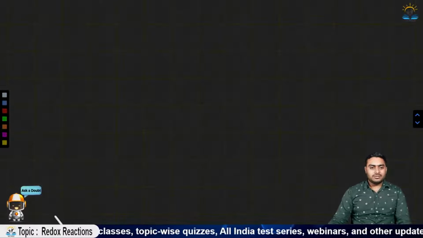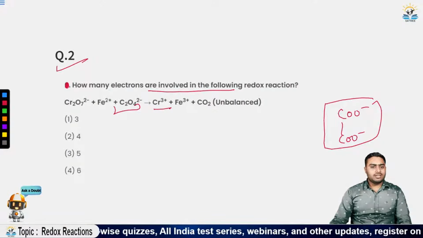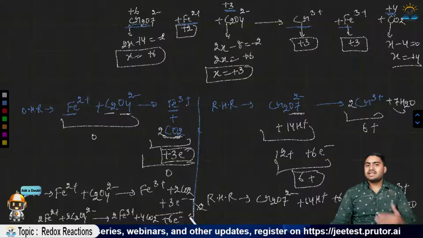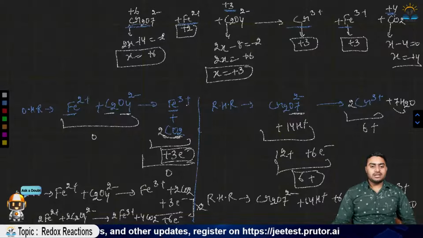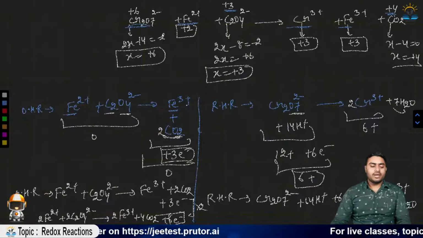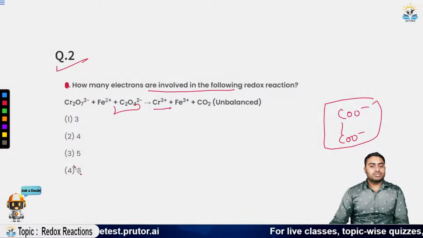You can add these equations, then you will get the final balanced redox reaction. But the point is here, how many electrons are used here? You can see 6 electrons. How many? 6 electrons. Okay, so 6 will be the answer.